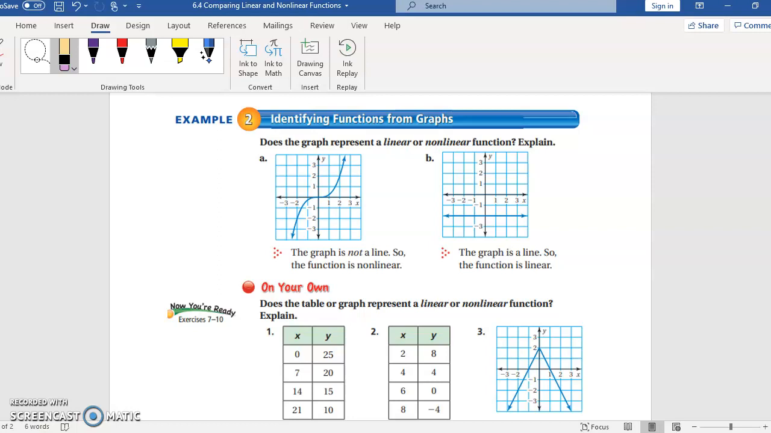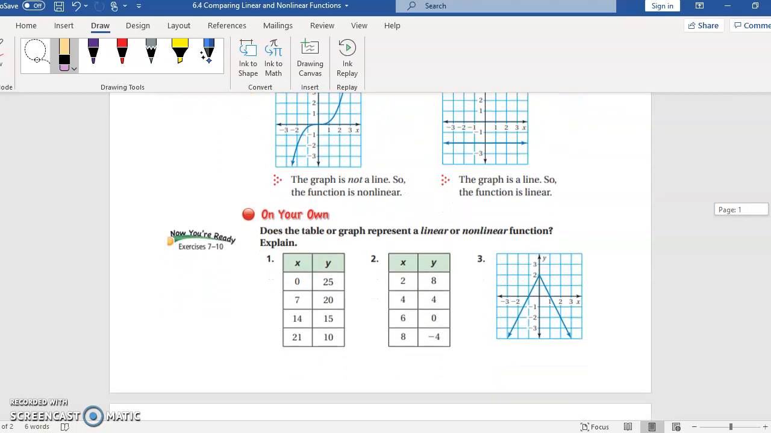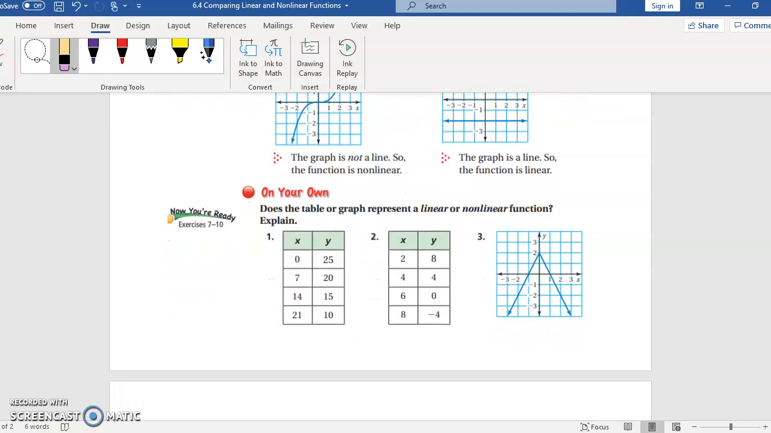Okay, if you want to try on your own, stop the video now and try 1, 2, and 3. If we're not quite sure, let's go ahead and do these together.